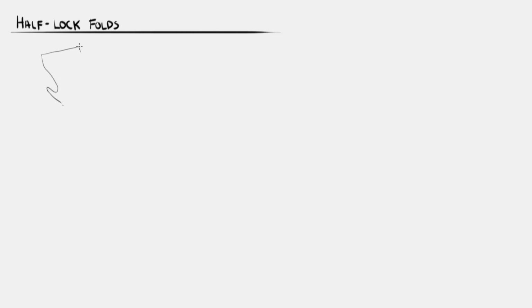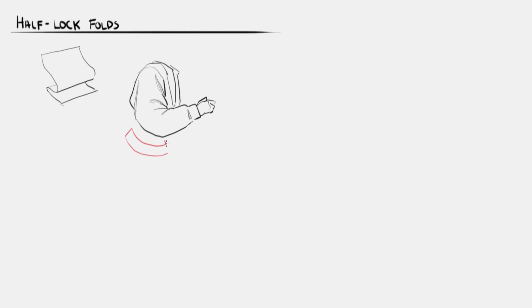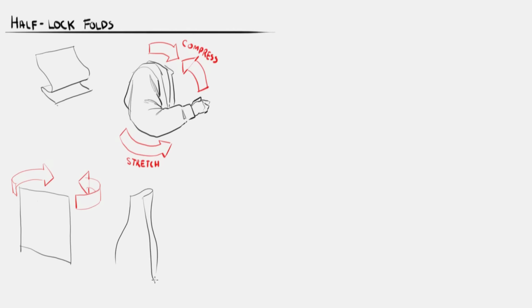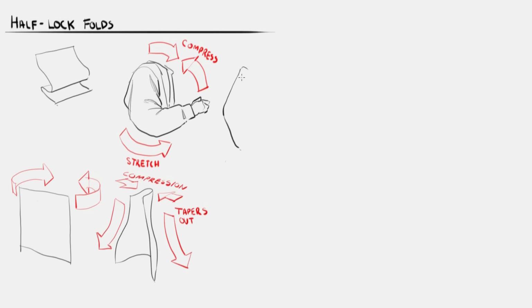The half-lock occurs anytime you compress fabric. You can see here in this side view that when you bend the arm, the fabric on the inner portion of the arm bunches up, and the fabric on the outer silhouette is stretched over the elbow. You can imagine it here by taking this flat piece of fabric and taking the top ends and pulling them together. The fabric will taper outwards as it moves away from the point of compression.